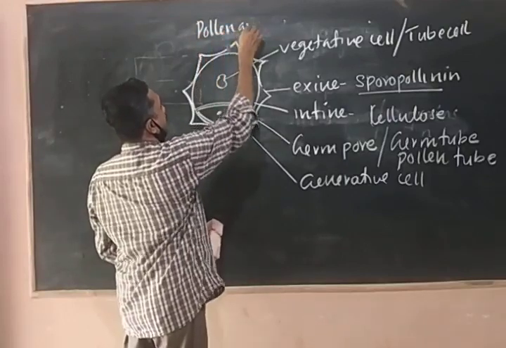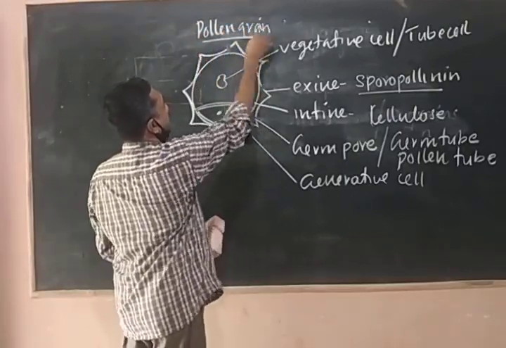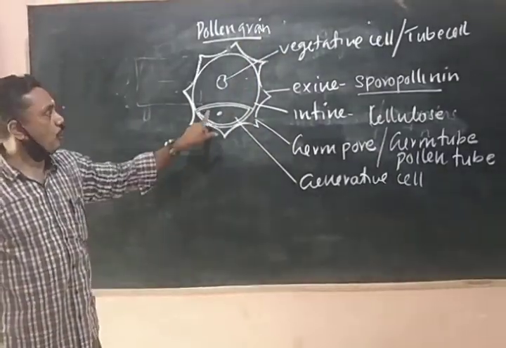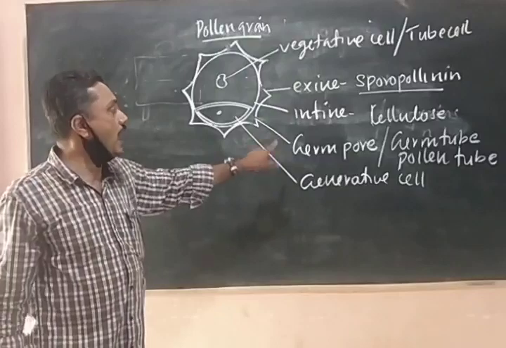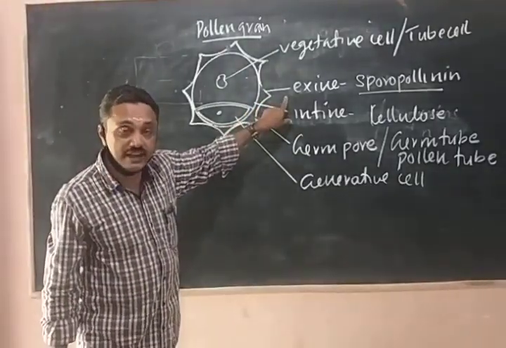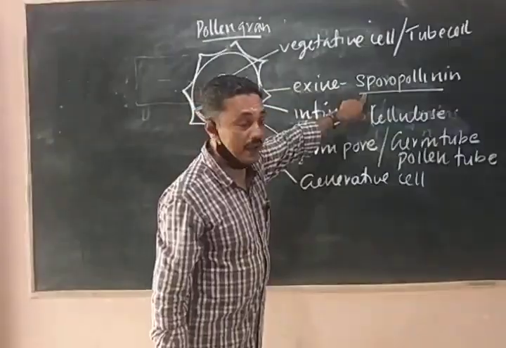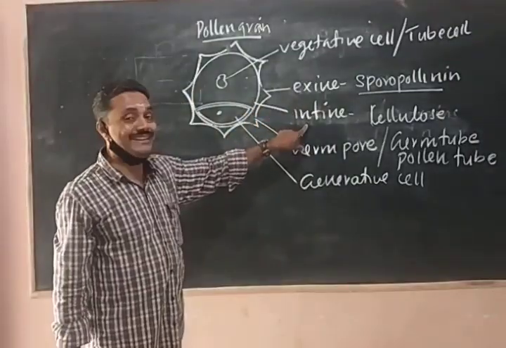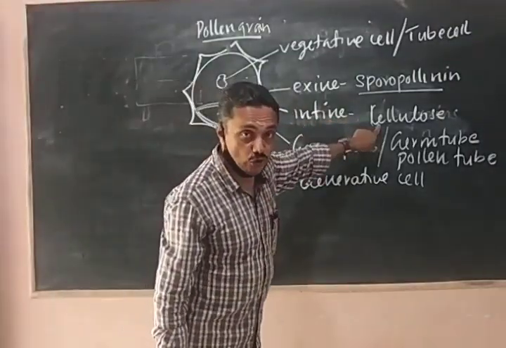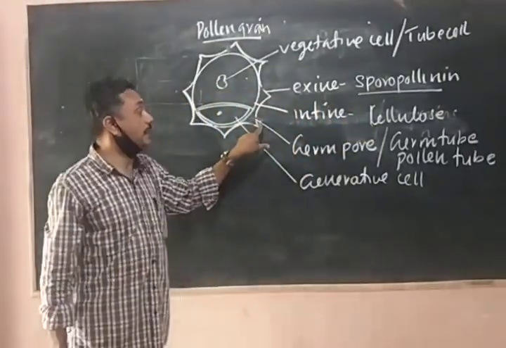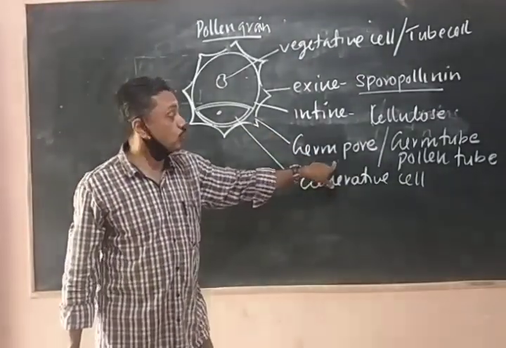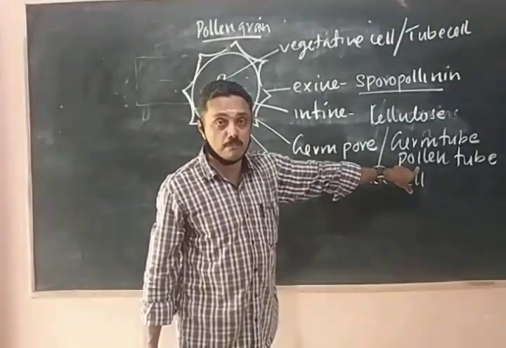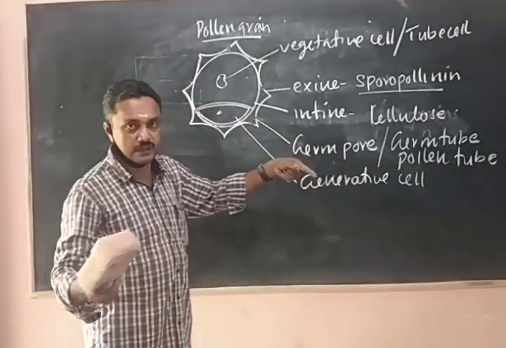So I will revise once again: each pollen grain is round or oval in shape and is covered by a two-layered covering. The outer layer is called exine. It is made up of sporopollenin. The inner one is called intine. This is made up of cellulose. On the exine, openings are present. Those openings are called germ pores, through which the pollen tube comes out during germination. That I will explain later on.